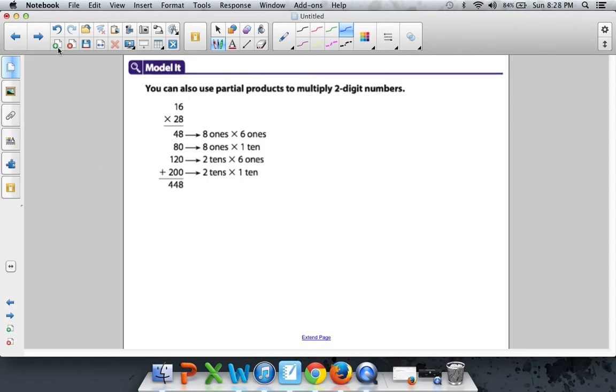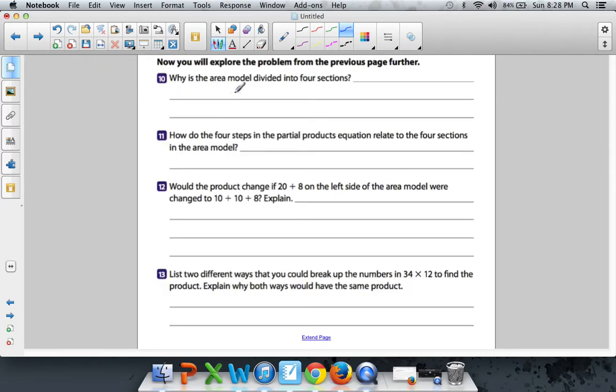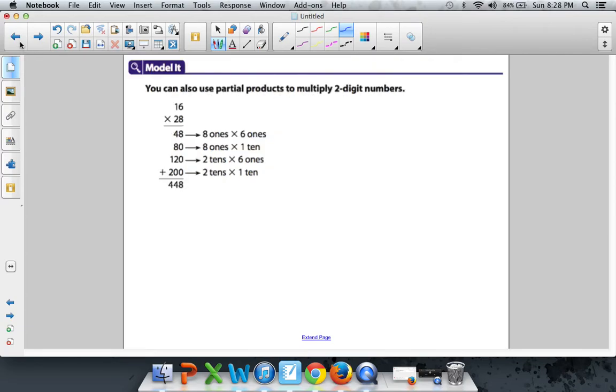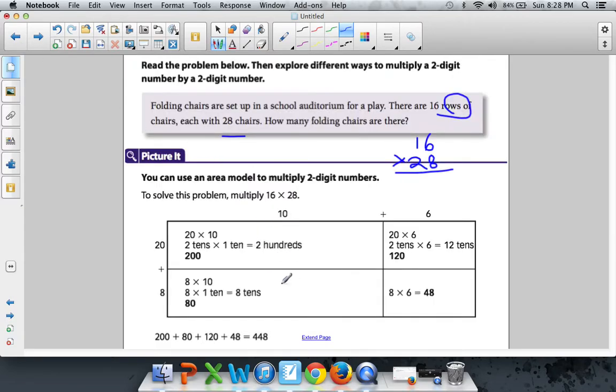All right. Let's look at the questions real quick. Why is this area model divided into 4 sections? What are they talking about? They're talking about this right here. Why are there 4 different little boxes there? Well, it's because 16 times 28 actually has 4 different things going on. See the 1 and the 2 right there? Those aren't really a 1 and a 2. They're in the tens place, so that's really a 10 and a 20. They take the 10 and the 20 and they multiply them.